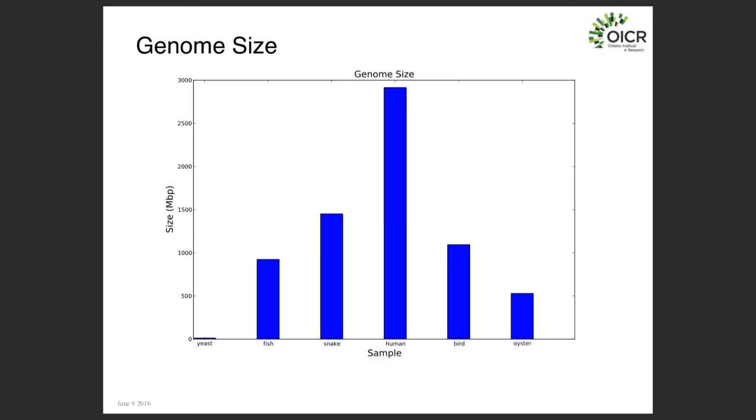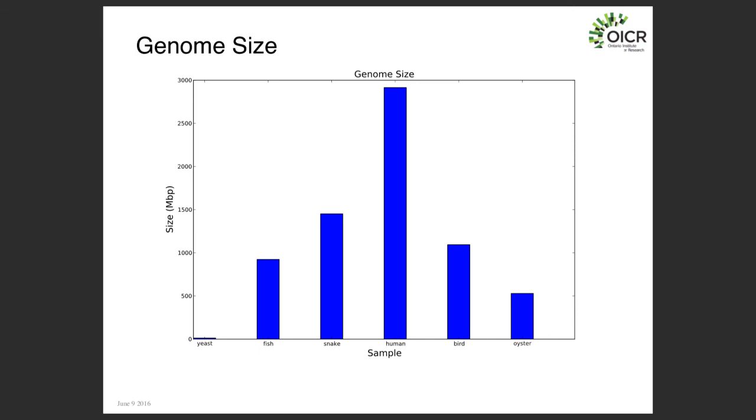The program will also predict the genome size for you. So here, the human genome is predicted to be about 3 gigabases. That's good because that's about how large it is. These other genomes, like the boa constrictor, is about 1.5 gigabases. The Lake Malawi cichlid is about 1 gigabase. And our easy control dataset here, the yeast genome, is correctly predicted to be about 12 megabases.